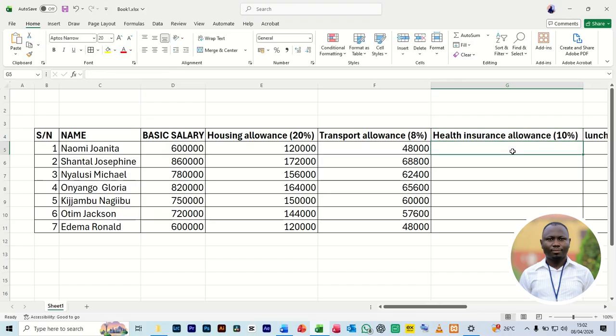We autofill, and then we come to health insurance allowance. Under health insurance allowance, they said it's 10% of the basic salary. So equal sign, open bracket, we have 10 divided by 100, close bracket, we multiply it by our basic salary, hit enter, we're going to get that.